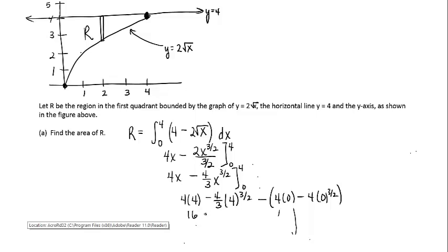We end up getting 16 minus, this would be the square root of 4 cubed, so this would be an 8, times 4/3, which would end up giving me 16 minus 32/3. I could make common denominators, so that would be 48 over 3 minus 32 over 3, which gives me the answer of 16 over 3. So the area between the curves is 16 over 3.